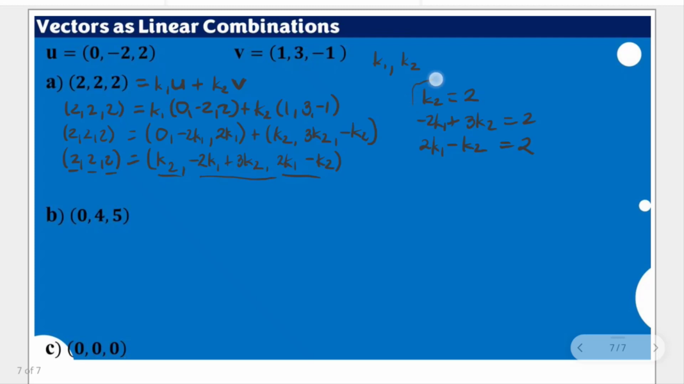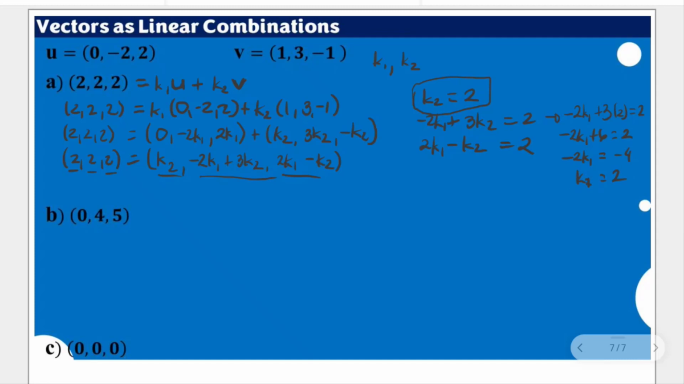Noticeably, we have already identified that K sub 2 exists as a value equal to 2. Now let's check if this will satisfy the next two equations, and we'll get the same value for K sub 1. For this case, you will have negative 2 K sub 1 plus 3 times 2, which is your K sub 2, equal to 2. So you have negative 2 K sub 1 plus 6 is equal to 2. So negative 2 K sub 1 is equal to negative 4. K sub 1 rather is positive 2.